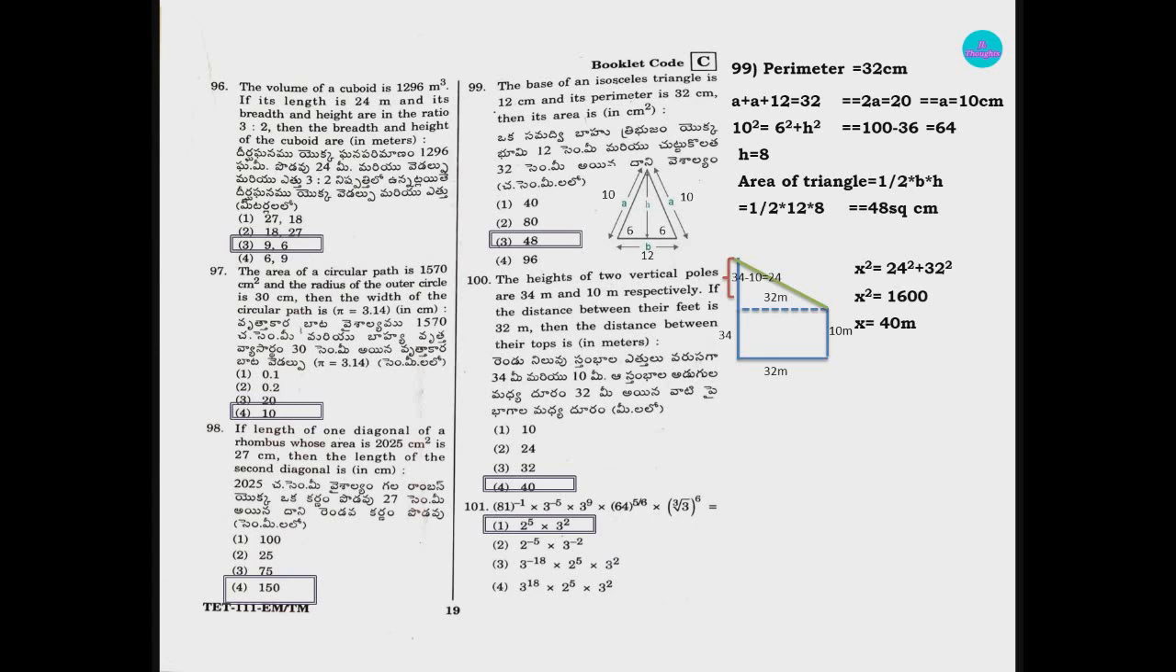101. 81 to the power of minus 1 into 3 to the power of minus 5 into 3 to the power of 9 into 64 to the power of 5 by 6 into cube root of 3 whole to the power of 6 is equal to. Now first 81 we can write as 3 to the power of 4. Similarly 64 we can write as 2 to the power of 6, and cube root of 3 we can write as 3 whole to the power of 1 by 3. Now substitute that, then we'll get the answer as 3 square into 2 to the power of 5. The answer is option 1, 2 to the power of 5 into 3 square.